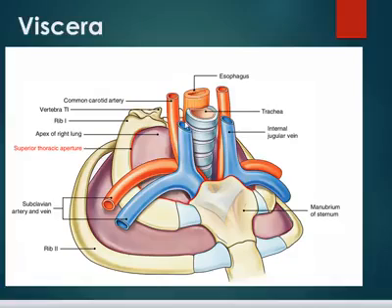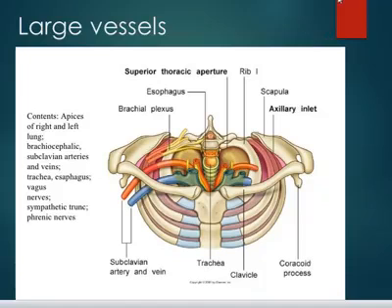Trachea, esophagus, apex of lung. These are the viscera seen passing through the inlet of the thorax. Large vessels which are seen passing through thoracic inlet are brachiocephalic artery, left common carotid artery, left subclavian artery, which are the branches of the arch of aorta, and right and left brachiocephalic veins.